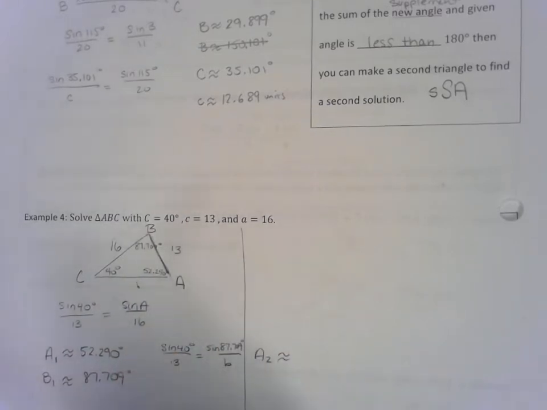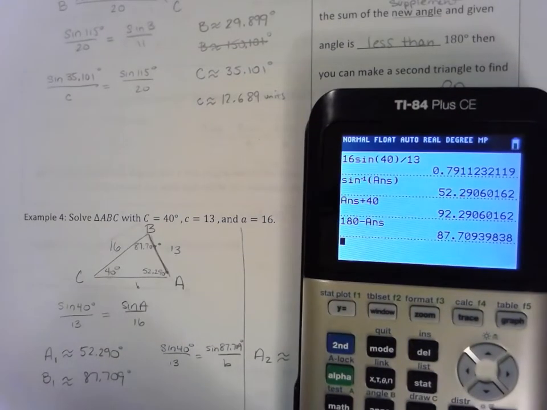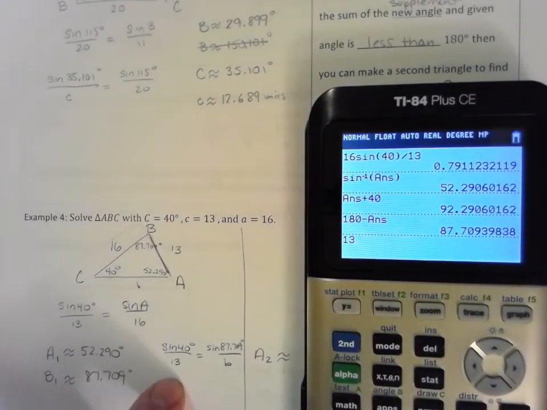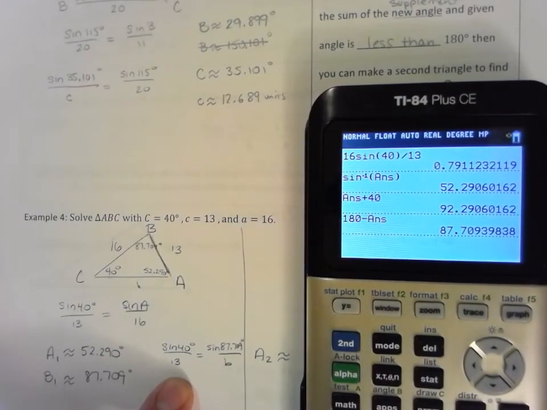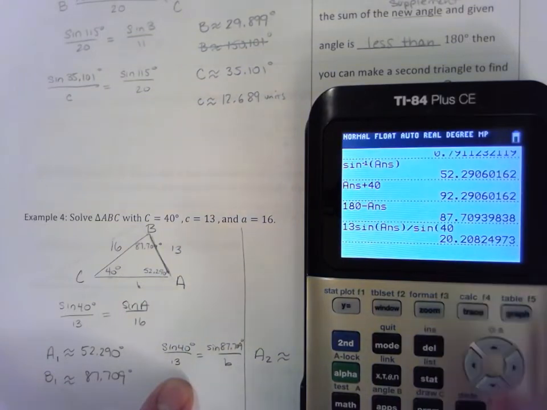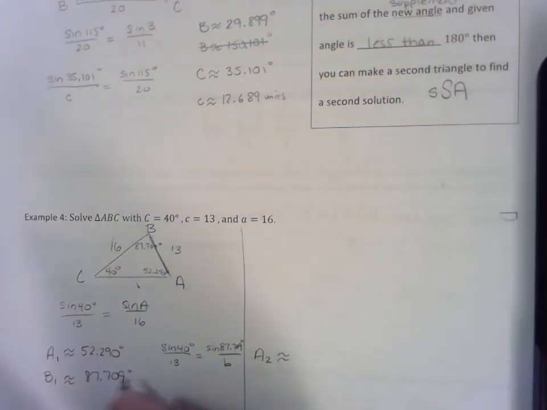Cross multiply and divide. So let's do 13 sine, and I'm going to use the full answer, not anything rounded, and divide it by the sine of 40. This approximately tells you that side length is 20.208. So the value for little b, lowercase b, is approximately 20.208 units.